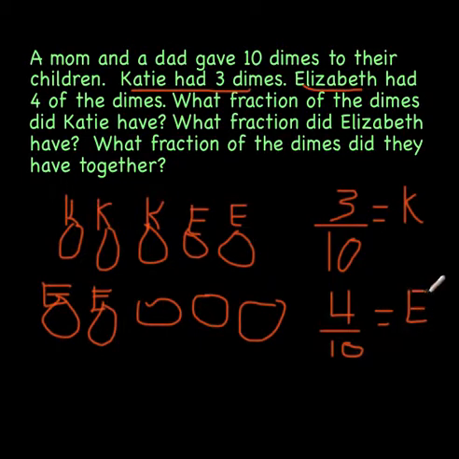But I'm not done. This question, there are 3 questions. What fraction did Katie have? What fraction did Elizabeth have? And what fraction did they have combined together? Well, the 3/10 that Katie has plus 4 more tenths that Elizabeth has means together 4 plus 3 is 7. Together they have 7/10 of those dimes.